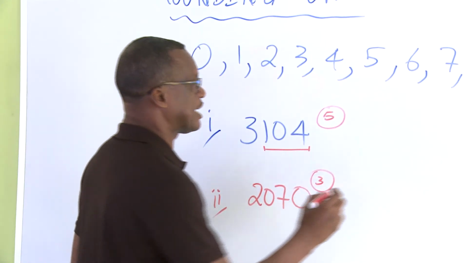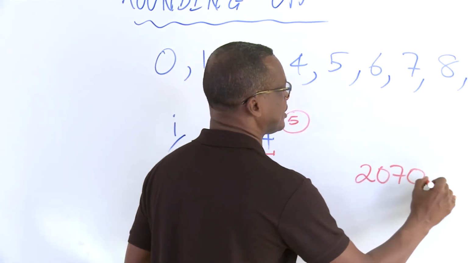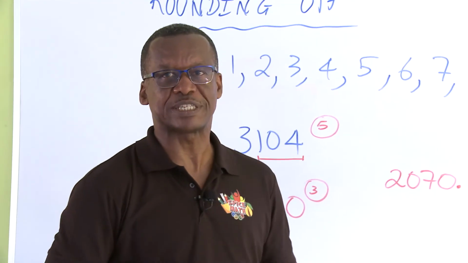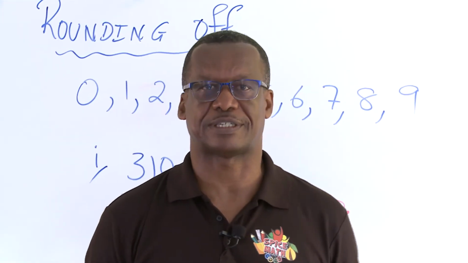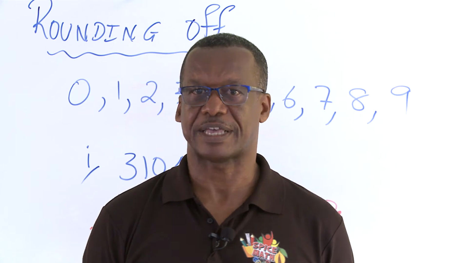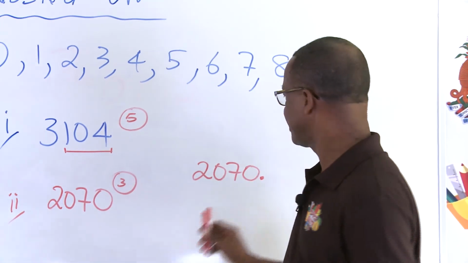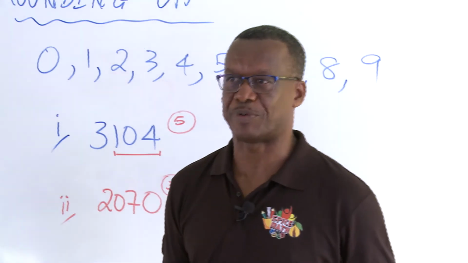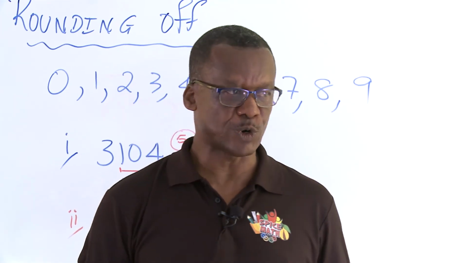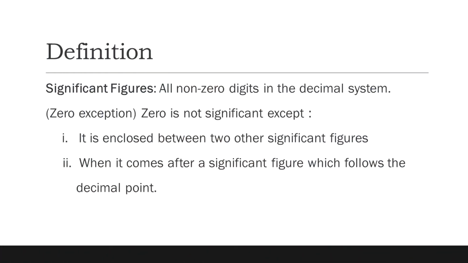But if we had written it as 2070 with a decimal point, it will now contain 4 significant figures. That is, the 0 enclosed between the 2 and the 7, and the 0 immediately before the decimal point. 4 significant figures. Now the second point concerning significant figures is when the number 0 follows a significant figure which also follows the decimal point.